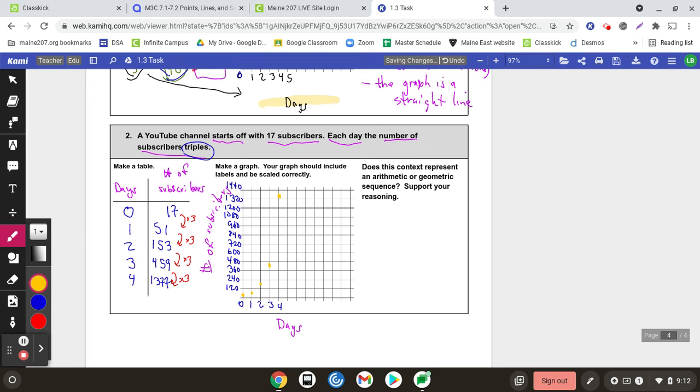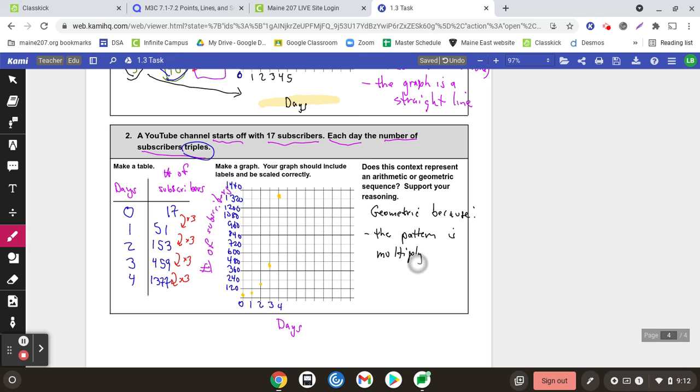So now I'm going to say that this, in fact, is a geometric sequence. And the reason why is because looking at the table, the pattern is multiplying by 3 each time, or in other words, each day using our labels. And in a geometric sequence, the pattern is called the common ratio. And in looking at the graph, I can tell that this is a geometric sequence because the graph is a curve.